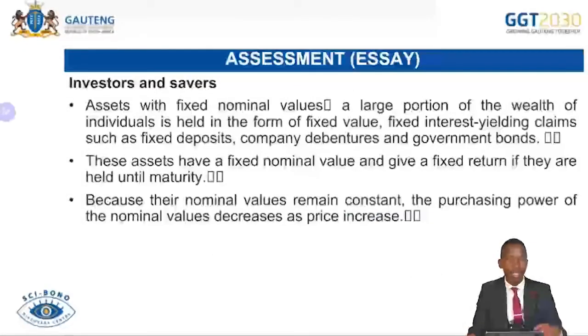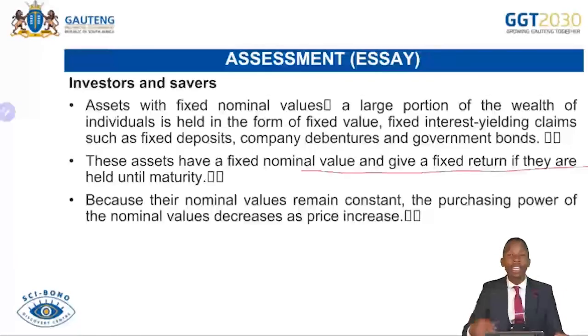And then investors and savers. We talk about assets with fixed nominal values here. A large portion of the wealth of individuals is held in the form of fixed value, fixed interest yield claims such as fixed deposits, company debentures, and government bonds. These assets have a fixed nominal value and give a fixed return, meaning with the change in inflation and change in interest rate, the return remains fixed. So they don't benefit, but those with flexible values will always benefit as inflation increases, because it is believed that the interest rate will be increasing to benefit them and accumulate even more.